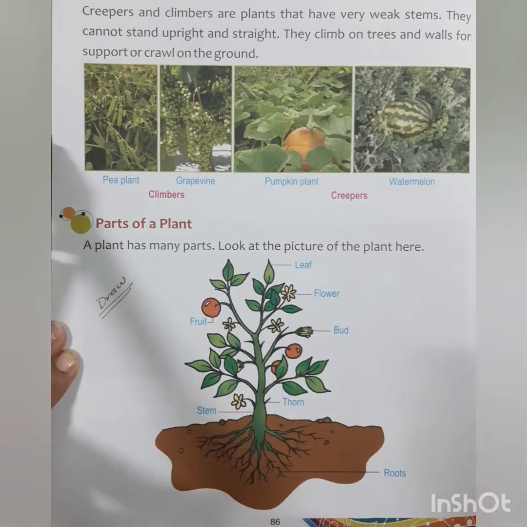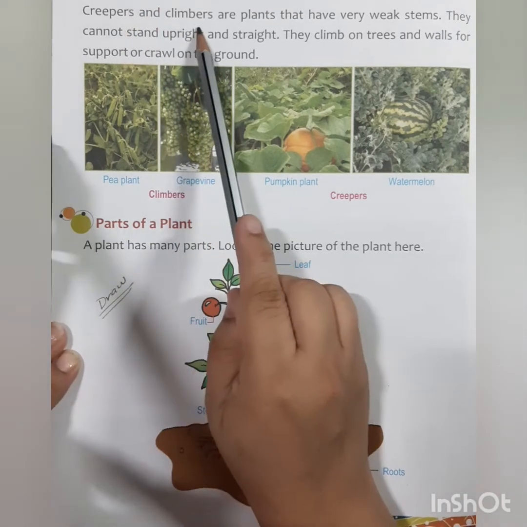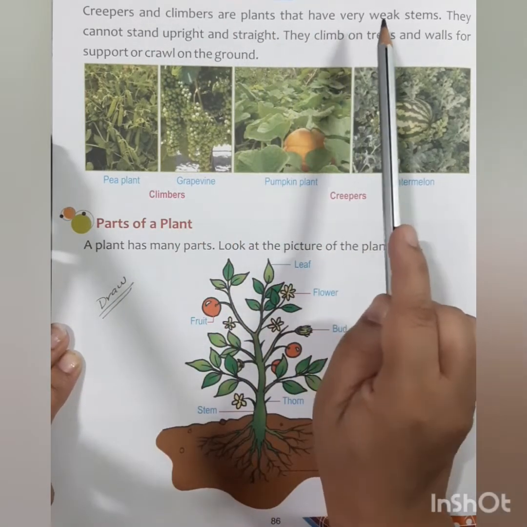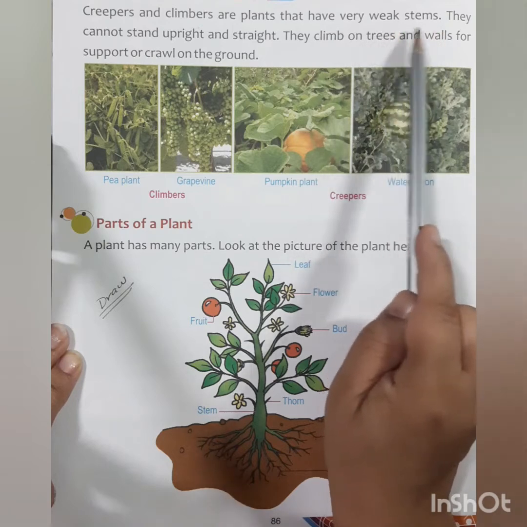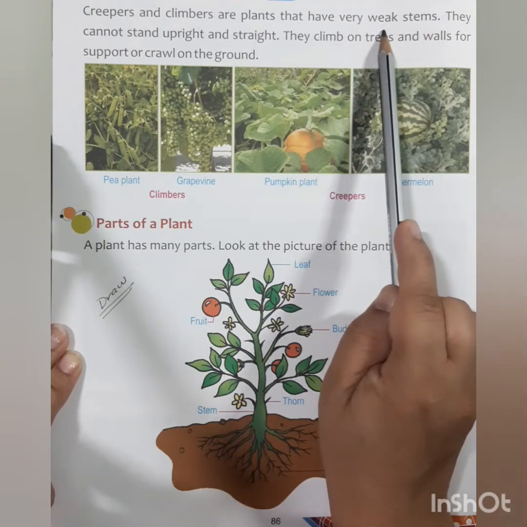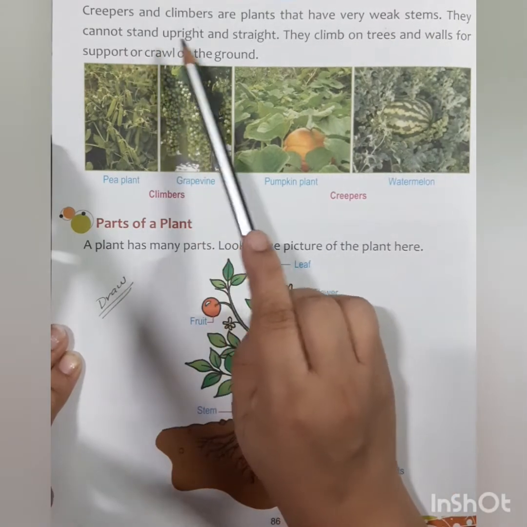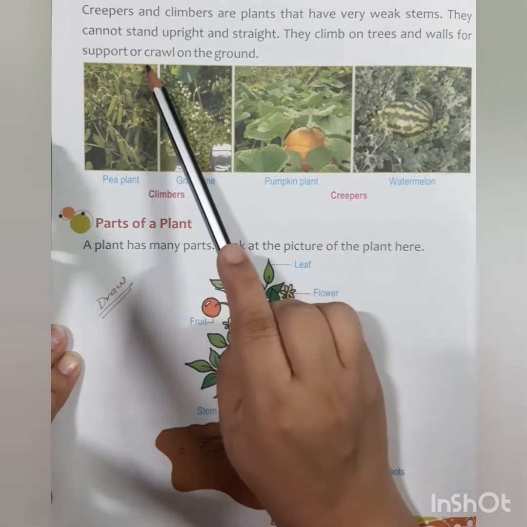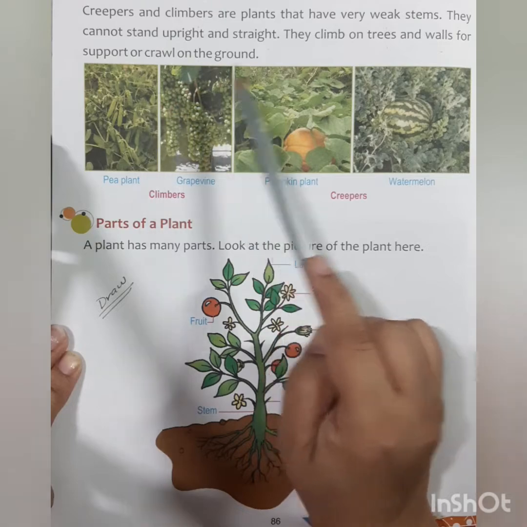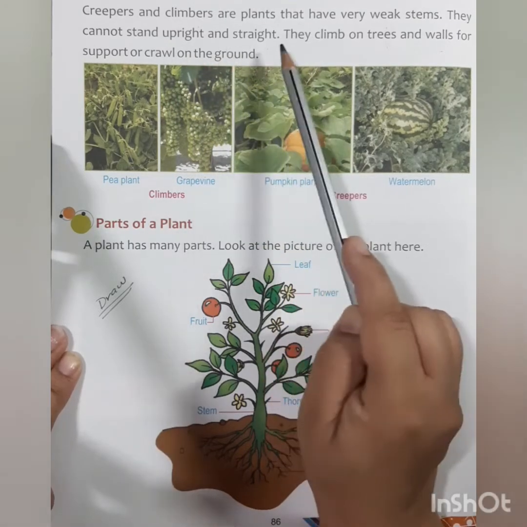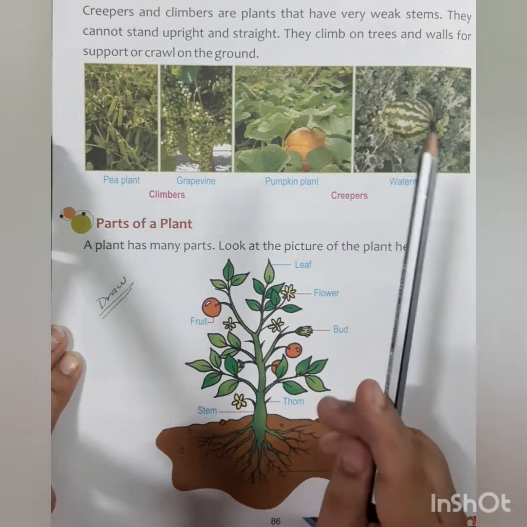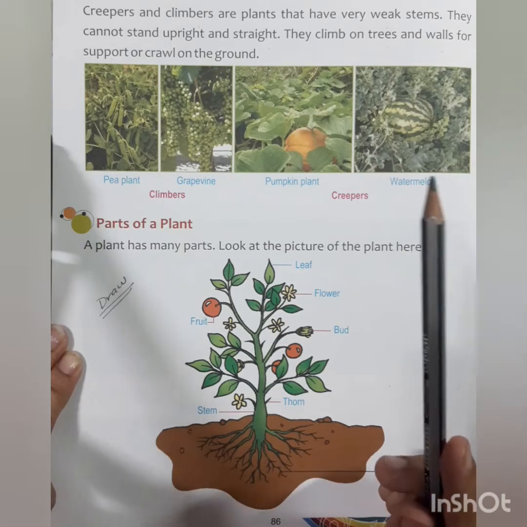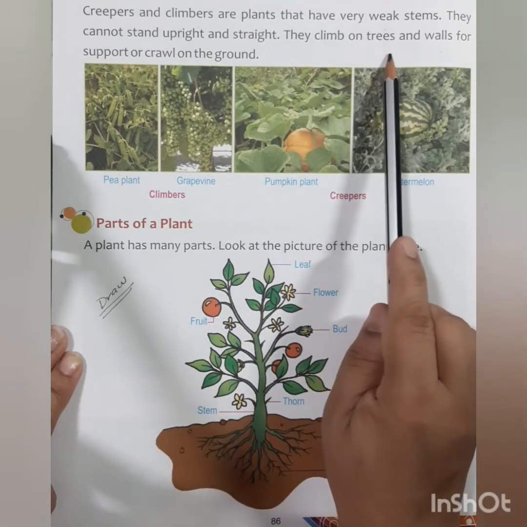Now we are on page number 86. Creepers and climbers. Creepers and climbers are plants that have very weak stems. उनकी जो stem होती है वो बहुत weak होती है. It is very weak, very thin. They cannot stand upright and straight. They climb on trees and walls for support or crawl on the ground. They cannot stand on their own. They cannot stand like the trees, or like the shrubs and the herbs. So they need a support. So they climb on trees and walls.